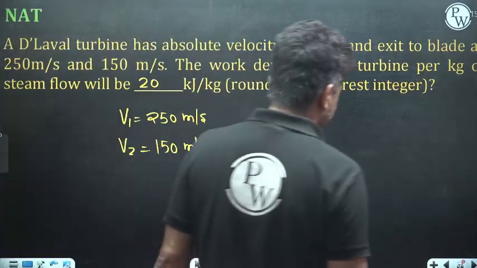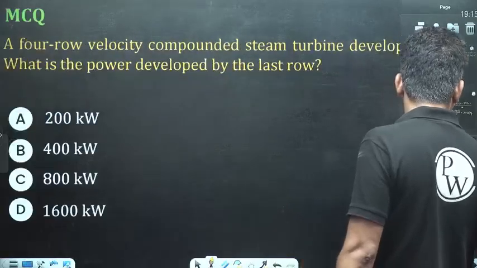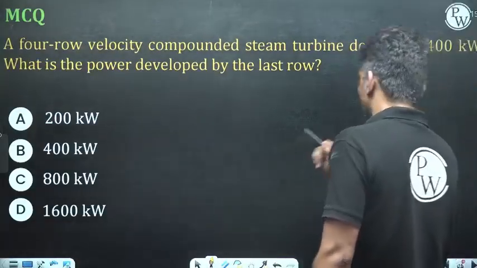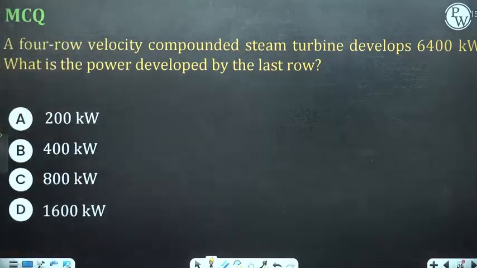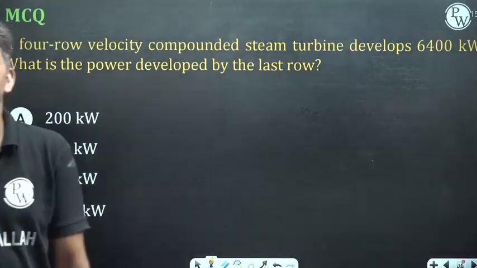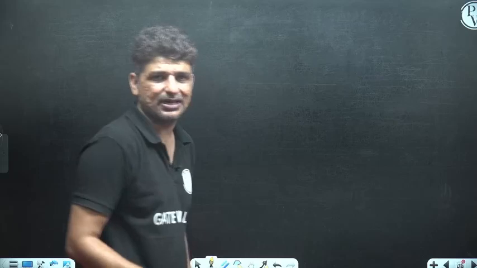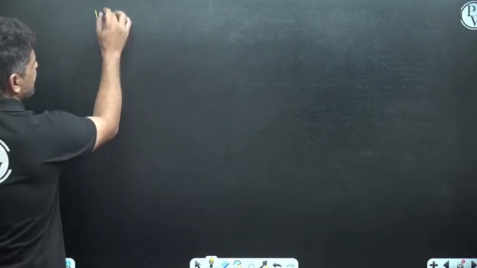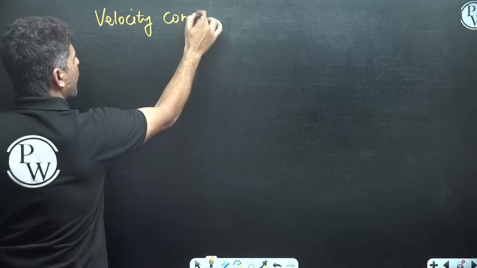Everybody understood this? Okay. So if you have understood this, now let's go to the last questions, we have come very fast to the end. It says a 4-row velocity compounded steam turbine develops 6400 kilowatt. What is the power developed by the last row? Okay. So you see that this is a Curtis turbine. So we have velocity compounded blades.